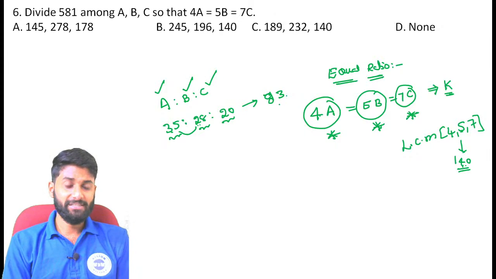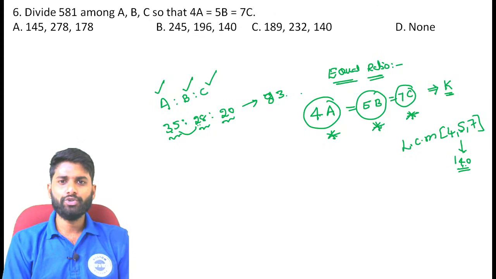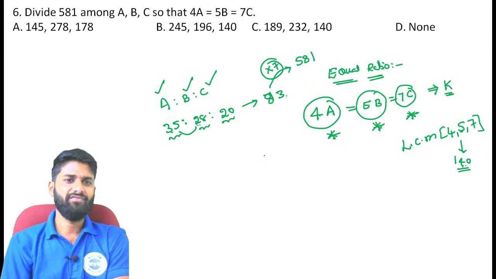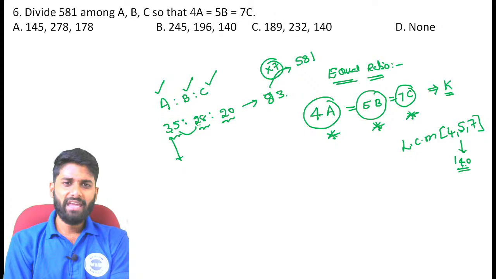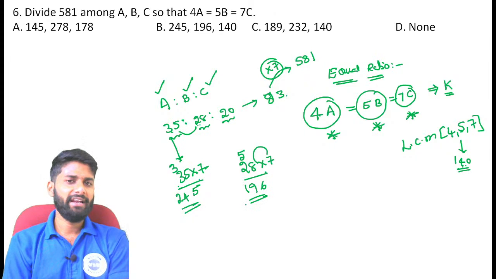So this is the quantity, but we want a number. Just compare quantity to the number. 83 becomes 581, so exactly 7 times. 83 sevens are 581. Now, what is the A value? Simply multiply 35 into 7. 7 times 5 is 35, 7 times 3 is 21, so that means 245. Next, for the second value, 28 multiplied by 7: 7 times 8 is 56, 7 times 2 is 14, and the value becomes 196.